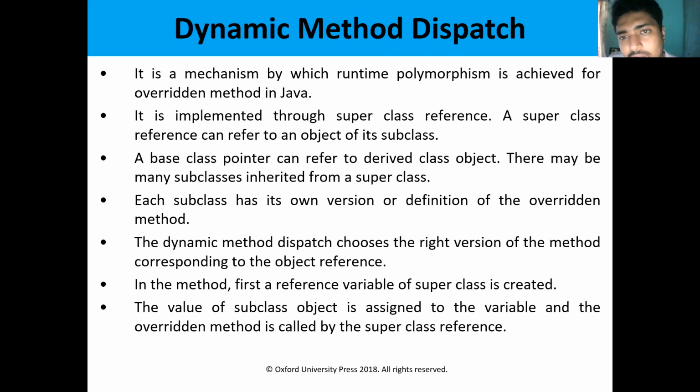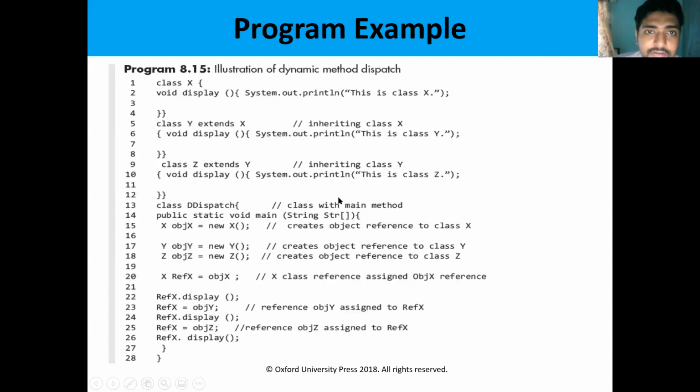Runtime polymorphism can be achieved by using a reference variable of type superclass. We can achieve this by creating the reference object of type super. So let us see this one.